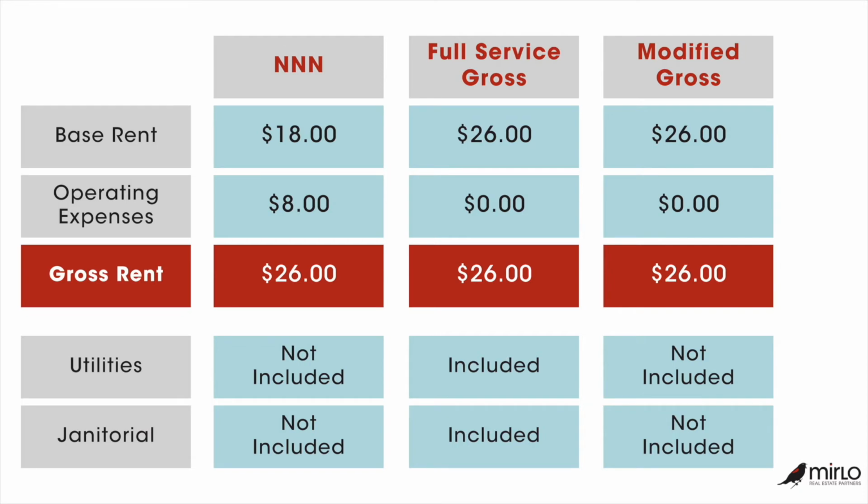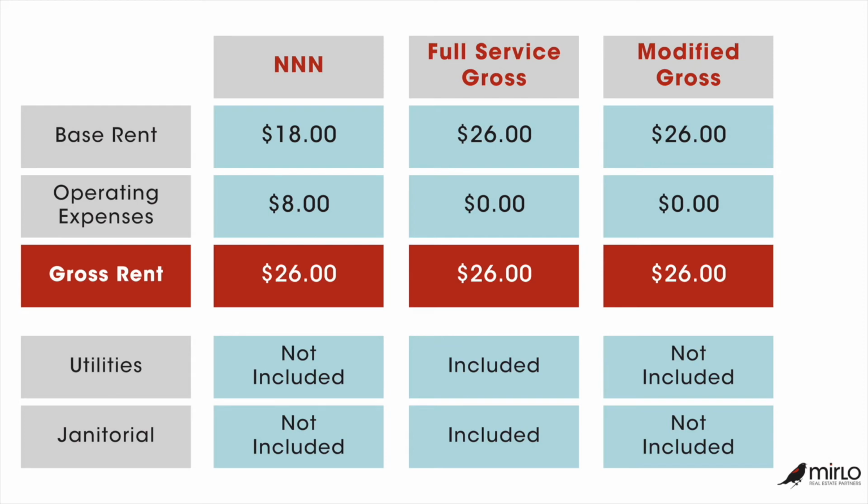Now that we have the basic lease structures down, we can dig in and better understand how to compare the deals you're looking at by looking at the following chart. The first column shows triple net leases. The second column shows how a full service gross lease is set up. And the third column shows a modified gross lease. As you can see, in a triple net lease, the base rent is $18 a foot, and the operating expenses are another $8 a foot. When you add those two together, the gross rent is $26, which is the same number that you're paying in a full service gross lease and in a modified gross lease.